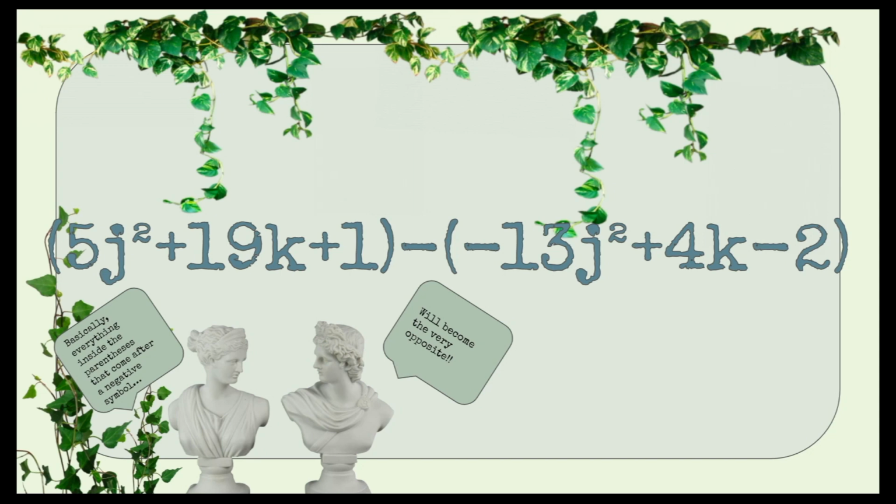First, you take 5j squared plus 13j squared, which creates 18j squared. The second term we need to simplify is 19k minus 4k, which becomes 15k. Finally, 1 plus 2, that's 3. Your final answer should be 18j squared plus 15k plus 3. Let's just try one more.